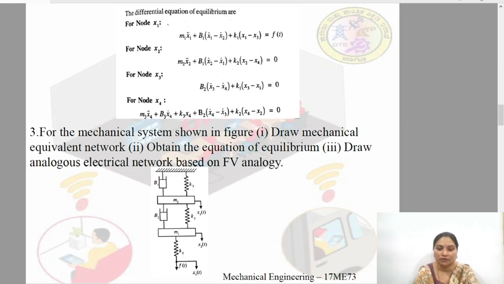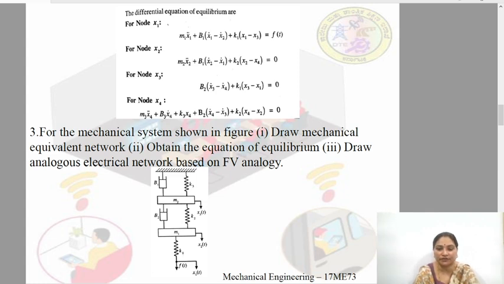Now for the node x2 we can write it as m2 x2 double dot plus b1 (x2 dot minus x1 dot) plus k2 (x2 minus x4) is equal to 0. For the node 3, x3, b2 into (x3 dot minus x4 dot) plus k1 into (x3 minus x1) is equal to 0. Here no mass is under the displacement of x3, so therefore mass is not considered.